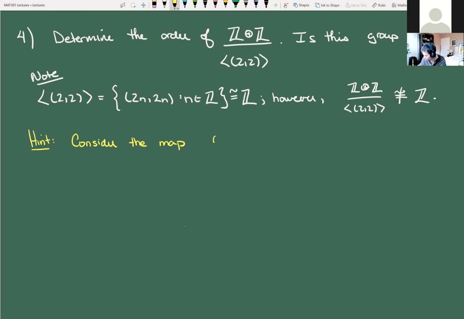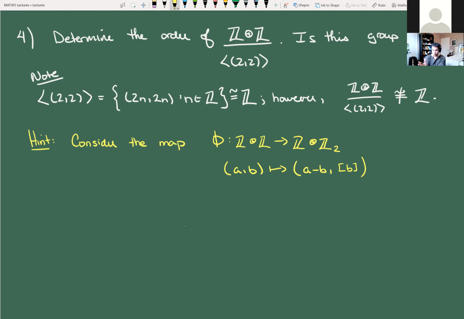So let's consider the map. Let's call it phi, because I'm not very inventive. No, this isn't going to give me the kernel that I want. Let's do this. Okay, does that make sense? Does everyone understand what this map does?